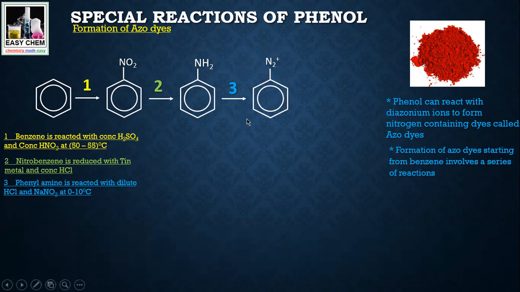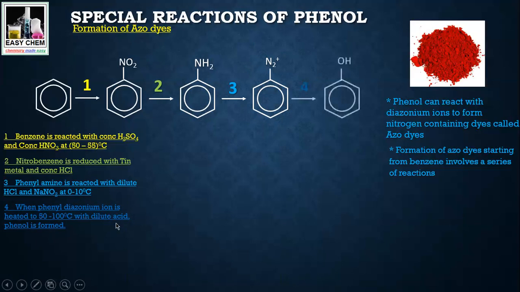We can easily convert this phenyl diazonium ion into a phenol molecule. If you heat this system, the diazonium ion, you can heat to 50 to 100 degrees Celsius. I have written here with the dilute acid. If you write water also, it's okay. When phenyl diazonium ion is heated to 50 to 100 degrees Celsius with, let's say, water, that's fine. Phenol is formed. See, reaction number 4 gives phenol.